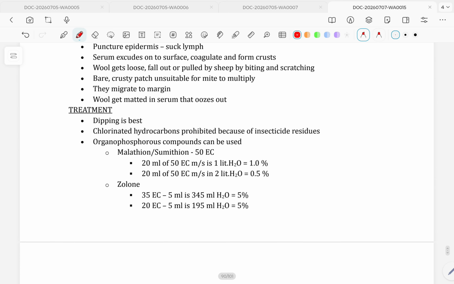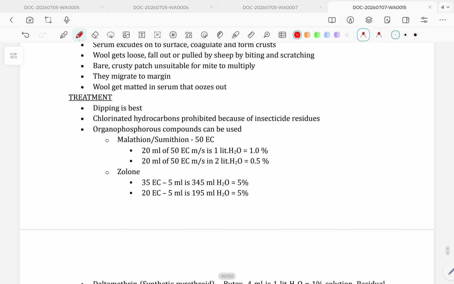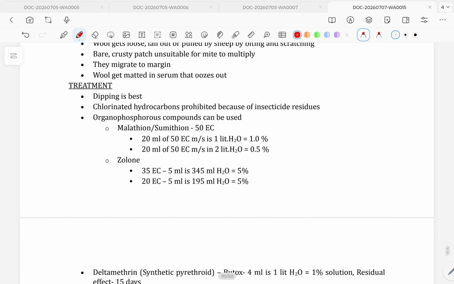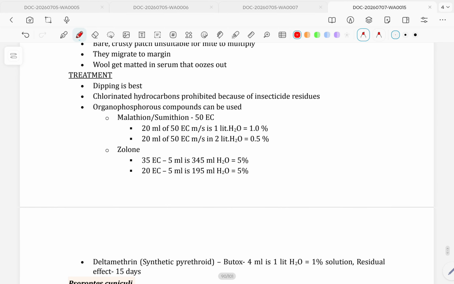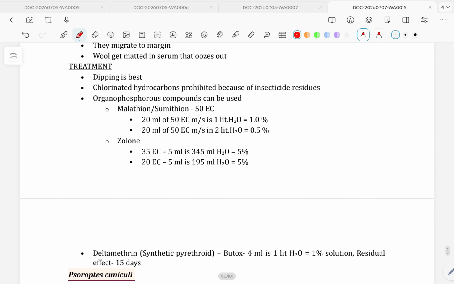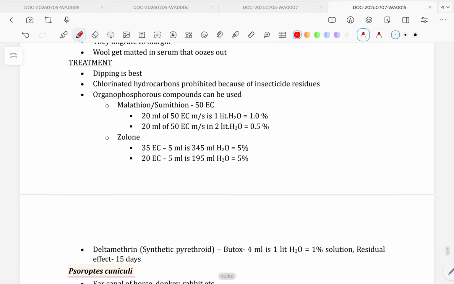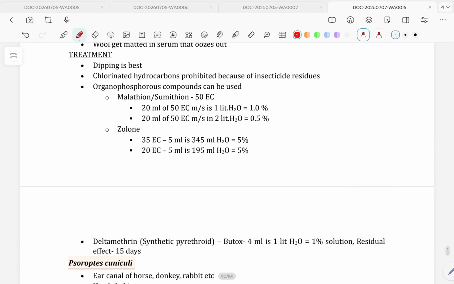Treatment: dipping is best. Chlorinated hydrocarbons are prohibited because of insecticide residue. Organophosphorus compounds can be used: Malathion or Sumithion 50 EC. 12 ml of 50 EC in 1 liter H2O, 1%. 20 ml of 50 EC in 2 liter H2O, 0.5%.